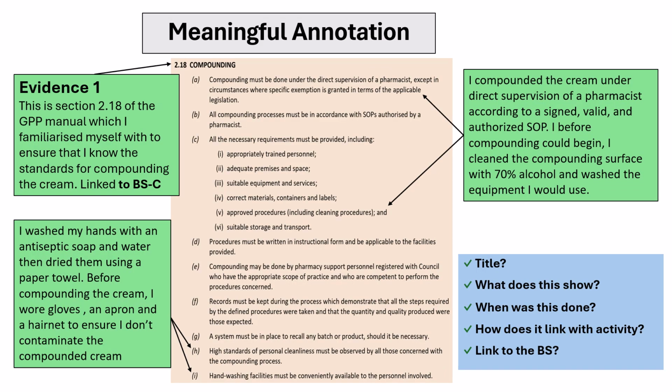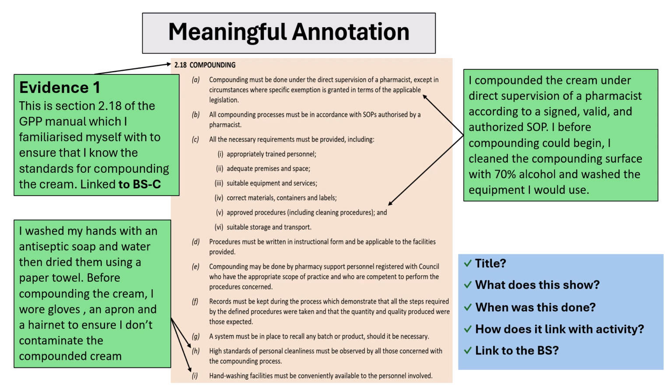This is way better annotation that they provided. Again, annotation is the art of storytelling. So now they are stating that this is evidence 1. This is section 2.18 of the GPP manual, which I familiarize myself with to ensure I know the compounding standards for compounding the cream. And then this is linked to a specific behavior statement. Okay, so how did you do it?